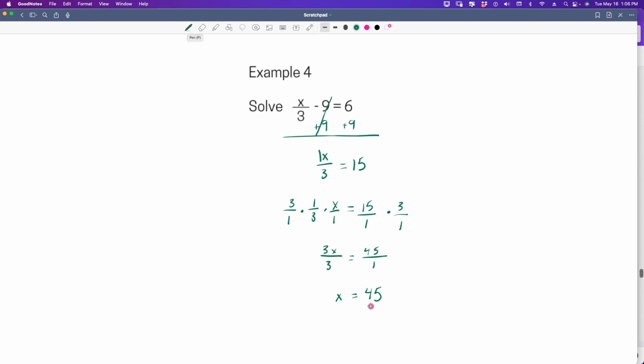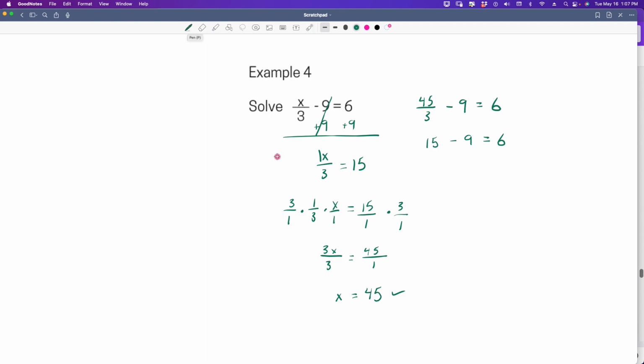So I'm going to check that by putting it back into my original problem. 45 over 3 minus 9 equals 6, right? We substituted the 45 where the x was. 45 divided by 3 is 15. 15 minus 9 is equal to 6. So that tells me that the value of 45 for x is correct. And that's how you would solve those types of problems by using the inverse operation.